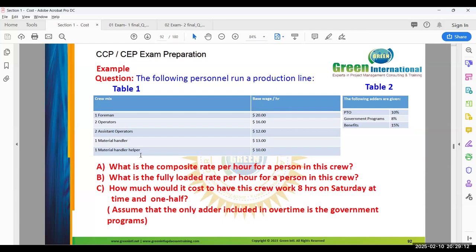So what will be the fully loaded charge? Here they have given 10% PTO, a government program 8%, benefits 15%. 25 plus 8, 33%. So multiplied by 1.33. Then you will get the fully loaded price.